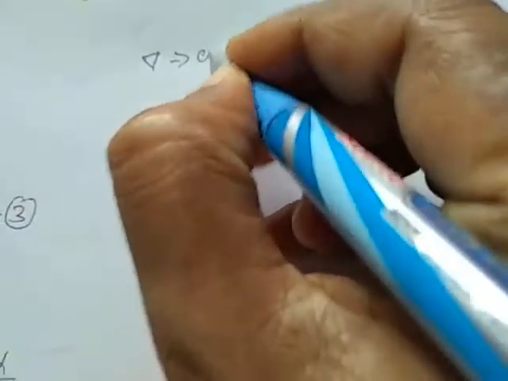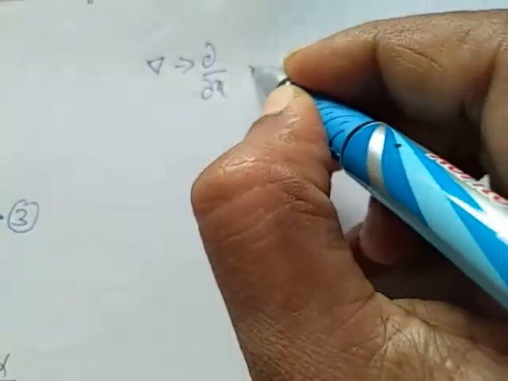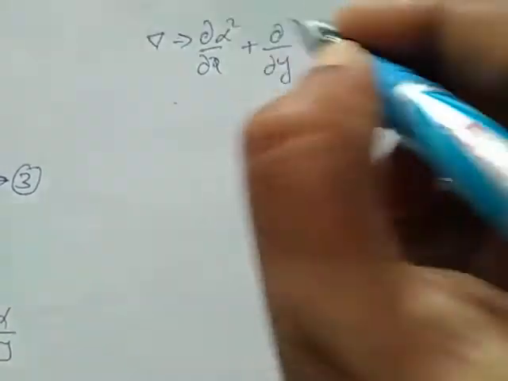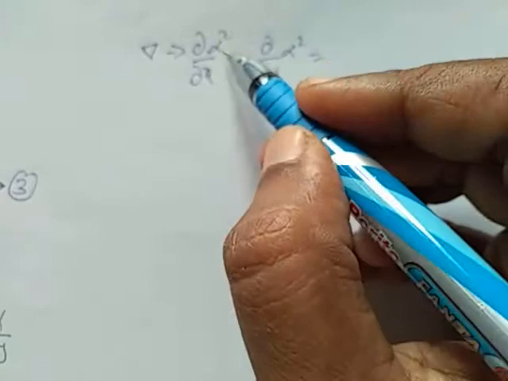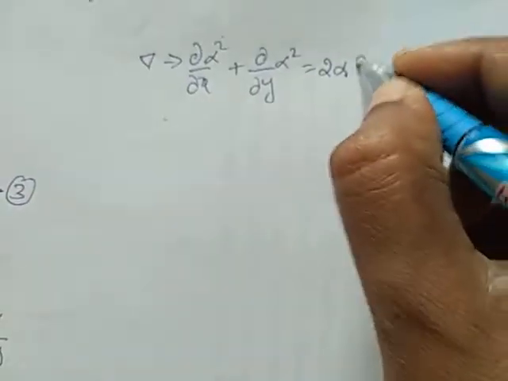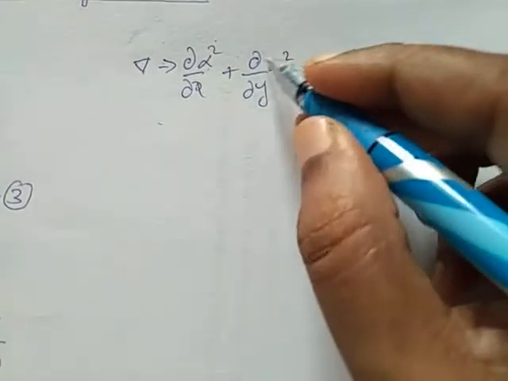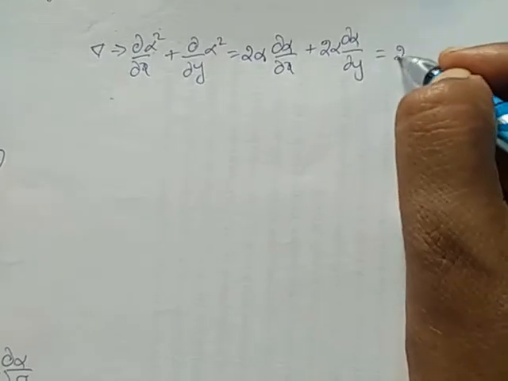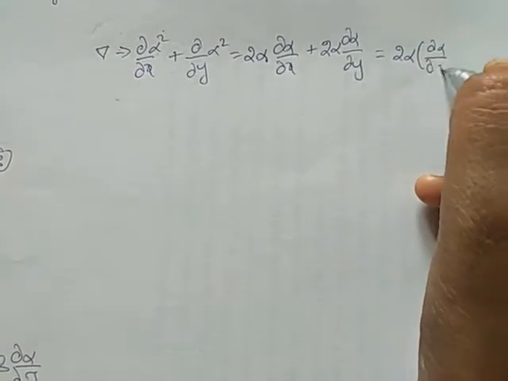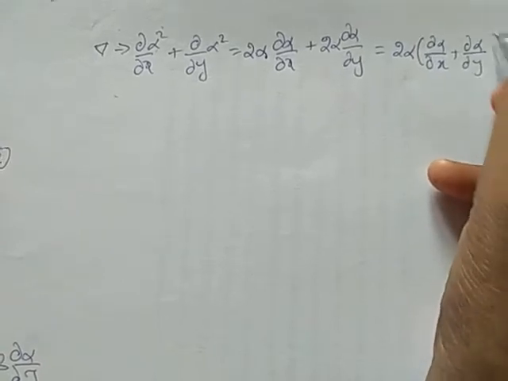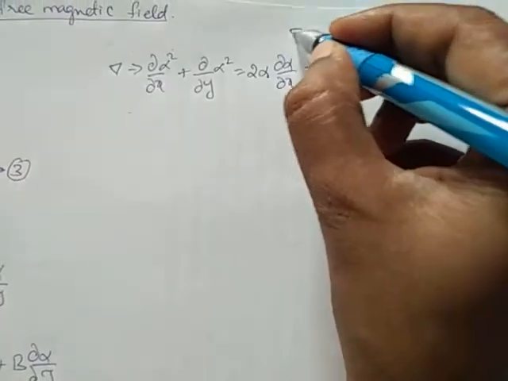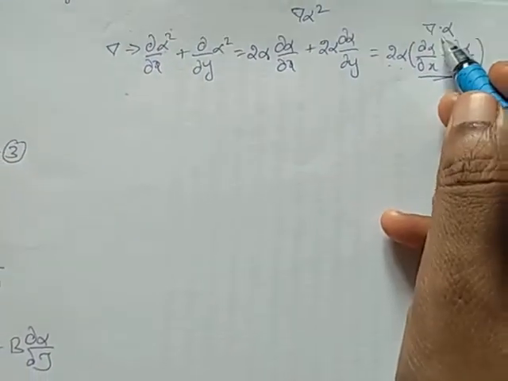I'll show how. So what is del? Dou by dou x plus dou by dou y plus dou by dou z, applied to alpha square. So this is nothing but derivative of alpha square, which is 2 alpha into dou alpha by dou x plus 2 alpha into dou alpha by dou y. This we can take 2 alpha common, dou alpha by dou x plus dou alpha by dou y. So this is nothing but del alpha. So del of alpha square we can write as 2 alpha into del alpha.